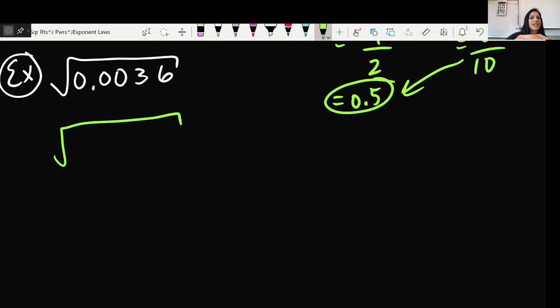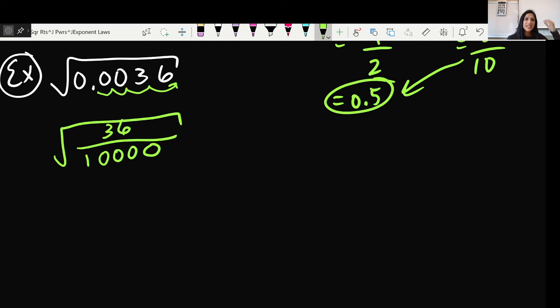What would this be as a fraction? 36 over what number? 1,000? Well, to figure this out, if I'm going to make this 36, I have to move this over 1, 2, 3, 4 times. So do you see I'd have to write 1 with 1, 2, 3, 4 zeros? So it's not 1,000. What number is that? That's 10,000. Do you see the thought process to get that?